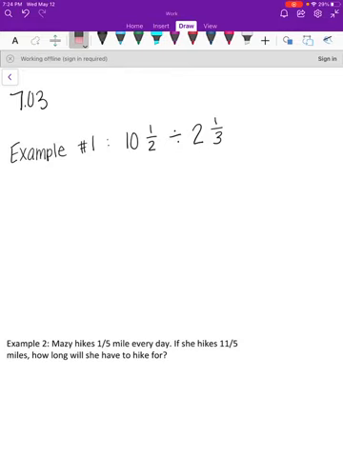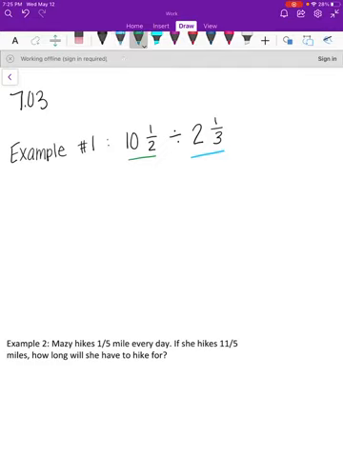We have 10 and 1/2 divided by 2 and 1/3. So we actually have a couple steps that we need to do here. The first step is we need to turn these two numbers, 10 and 1/2 and 2 and 1/3, into improper fractions. Right now they're mixed fractions. There's a number and a fraction. We want to turn them into improper fractions.